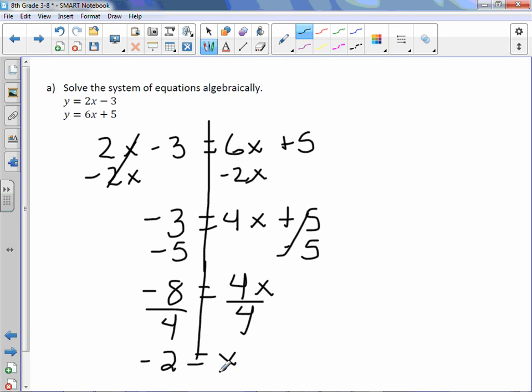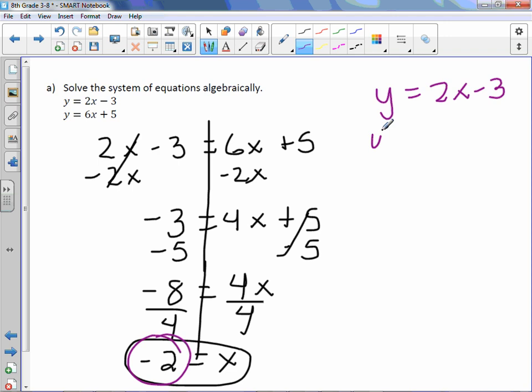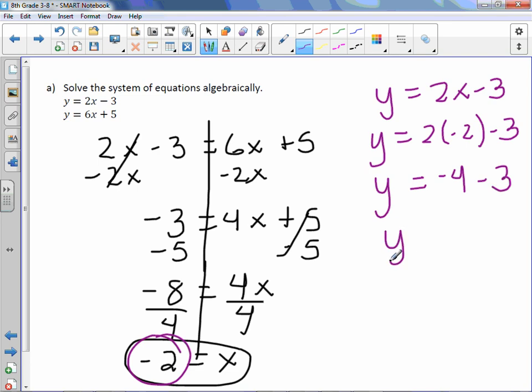Then what you do is you take your x value and plug it into either equation. It does not matter which equation you use. I'll just use the first one. y equals 2x minus 3. Rewrite the equation you are using. Now take your x value of negative 2 and plug it in for x. So y equals 2 times negative 2 is negative 4 minus 3. And negative 4 minus 3 is negative 7.